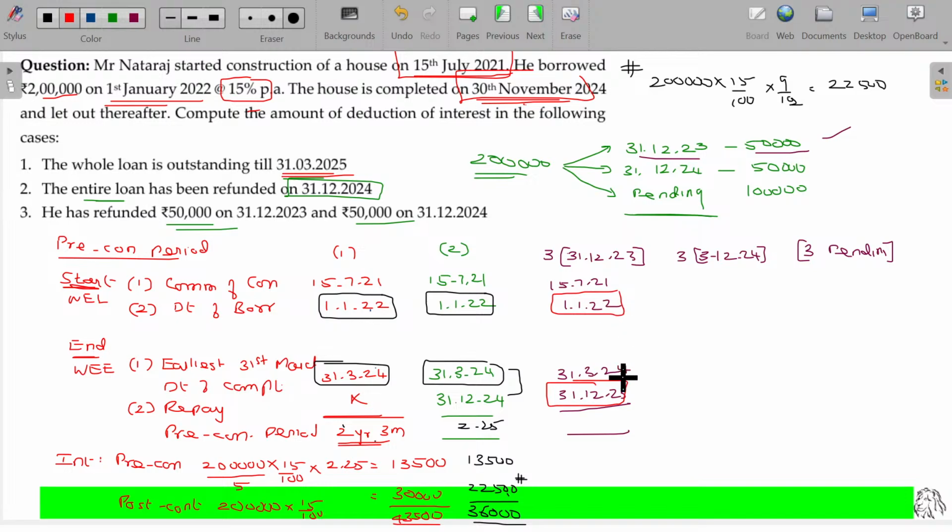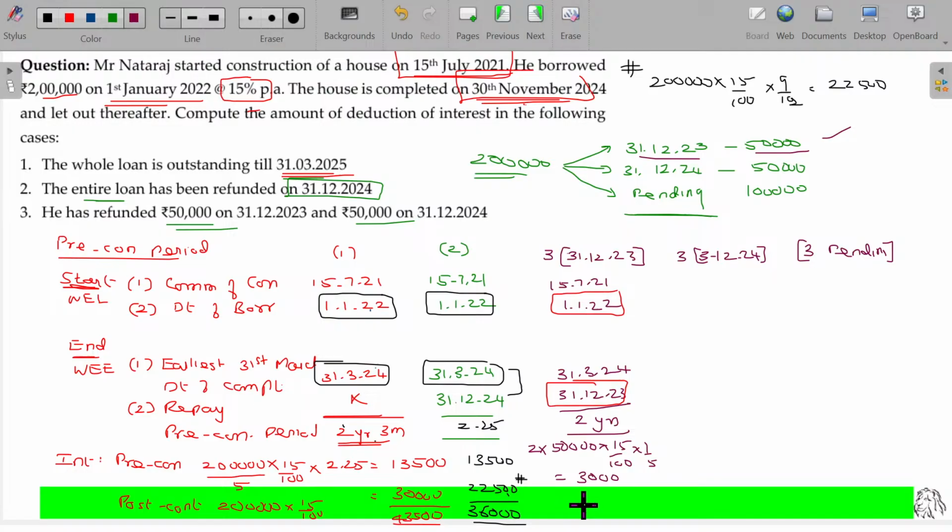From the starting to end, how many days are there? 22, 23, 22 full year, 23 full year, only 2 years. Now calculate interest for 2 years on that pending amount 50,000 only into 15/100 for how many years? 2 years. And this can be amortized over 5 years, isn't it? 1/5. How much is that? Pre-construction period interest, 3,000. Is that clear? 3,000.